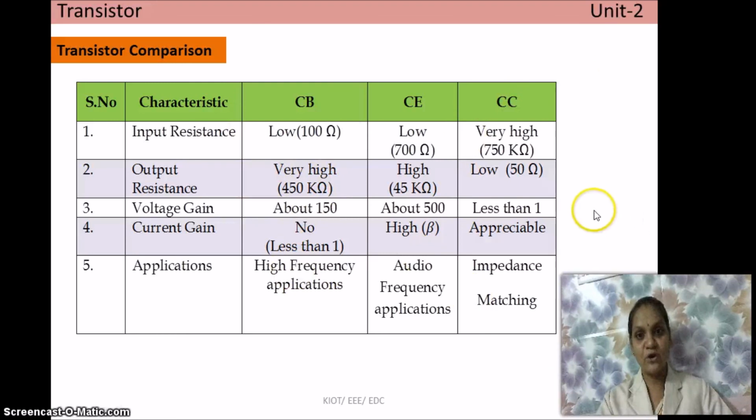And next one, common collector. In common collector, the input resistance is very high, because the input terminal is the collector base junction, and collector base is always reverse biased. So we are giving the input on the reverse bias side, and the resistance will be very high. The output resistance is very low. Here also voltage gain is less than 1. Some appreciable current gain will be there, but it is not as high as in common emitter.